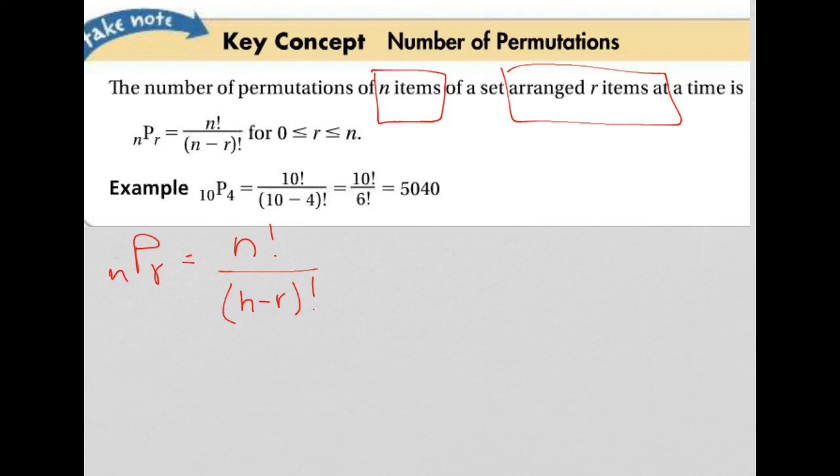So a specific example there, you can look at that. 10P4 is saying we've got 10 total items, and we are arranging them 4 items at a time. So we're going to get 10 factorial over 10 minus 4, which is 6 factorial. Pretty straightforward. Just need to remember which of those is which, but you should be able to work it out either way.